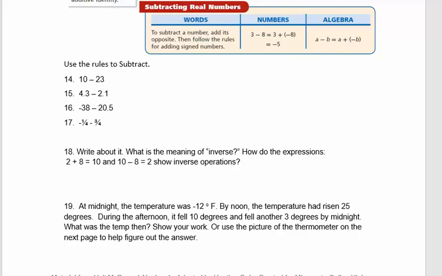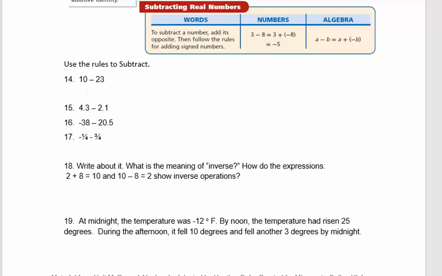So here we have to use the rules to subtract. We have 10 minus 23. Well, the rule says that we should add the opposite. So what you're going to do is write down the first number exactly the same as it was, 10. Now we change our subtracting to adding. We change 23 to the opposite, which is negative 23.